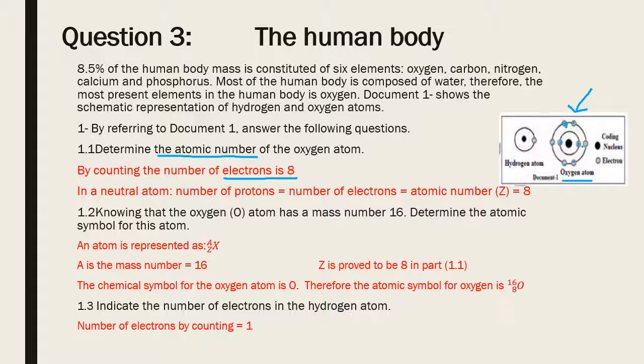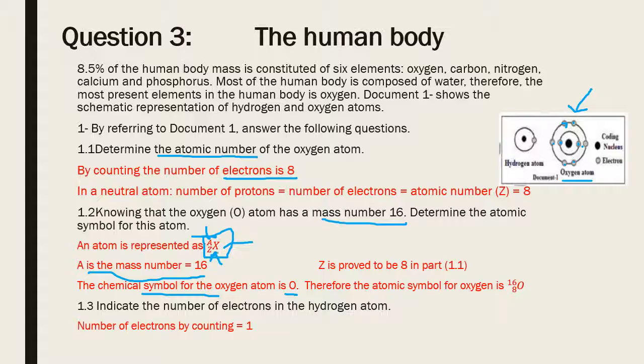First of all, this is how a normal atom is represented, where X is the chemical symbol, which is the O. We have A, which is the mass number. They gave us the mass number, which is 16.